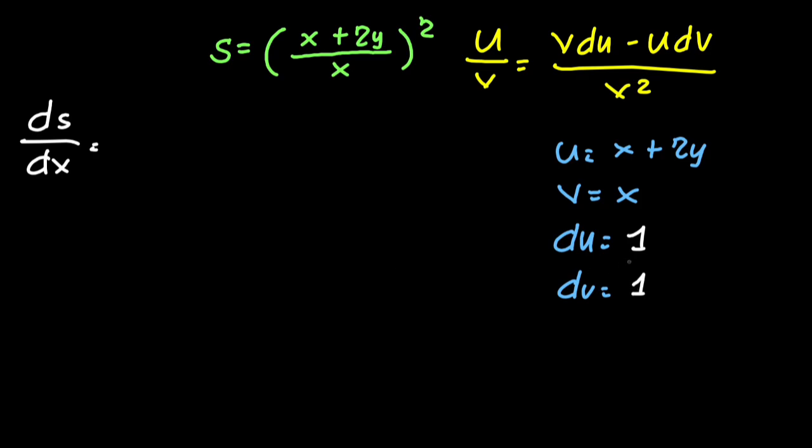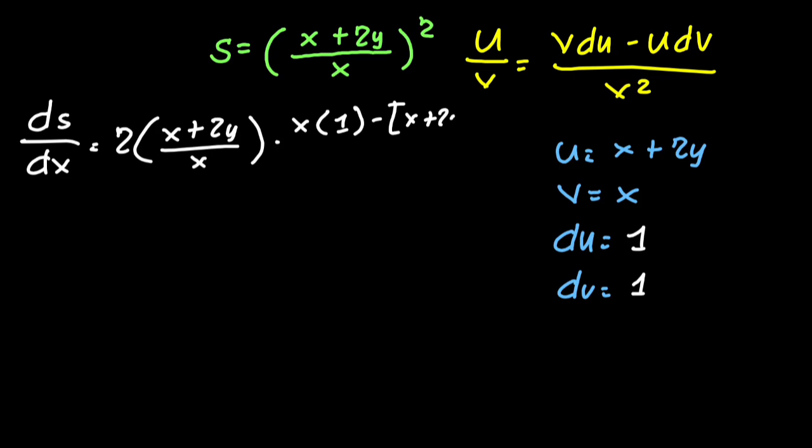Now that we have our information, let's solve this. So first thing is to take the derivative of the outer function, which is the power of 2, which would be 2 multiplied by x plus 2y over x, and multiply this by the derivative of the inner function, which brings us to this one. So v right here would be equal to x multiplied by du, which is 1, minus u, which is x plus 2y, multiplied by dv, which is 1, over v squared, which is x squared.